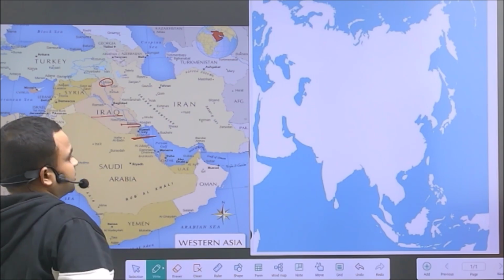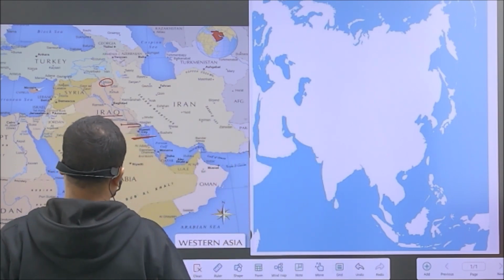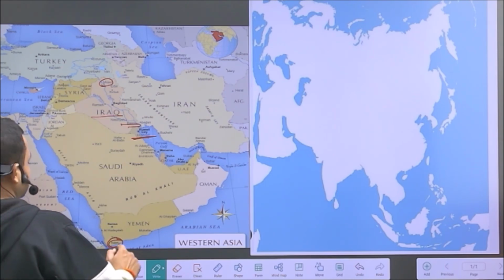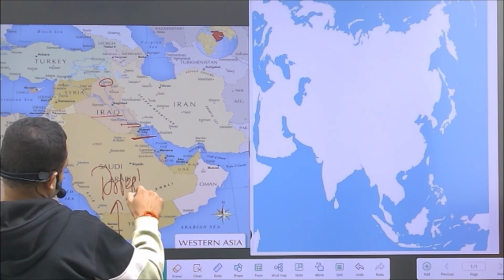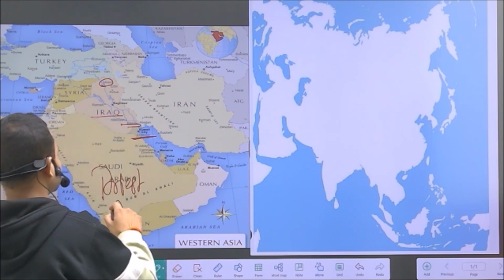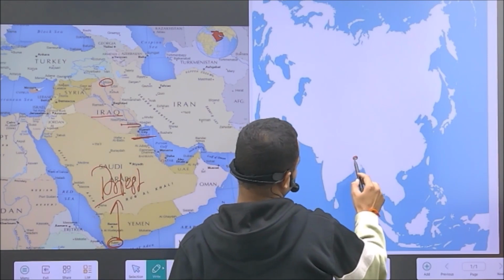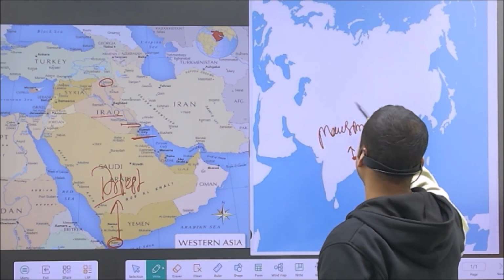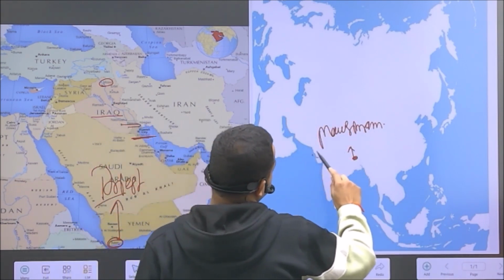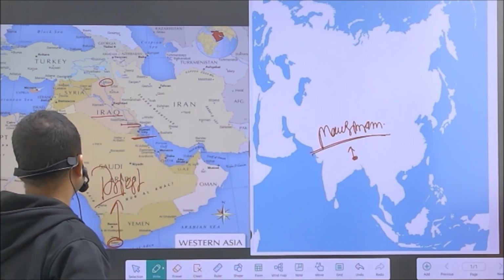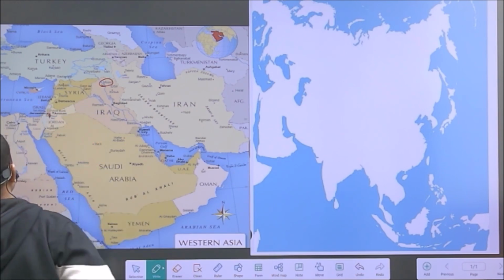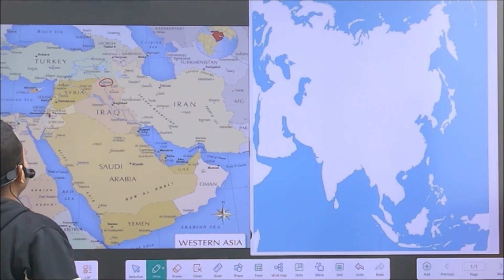Now I will discuss the hottest, coldest, wettest, driest, highest and deepest place of Asia. Here you can see Aden, which is also a seaport of Yemen. It is the driest place of Asia. And if it is driest, then what is wettest? Here you can see Mawsynram in India. Mawsynram is the wettest place of Asia. What is the deepest place of Asia? The Dead Sea, as I discussed, which is situated in Israel. The Dead Sea is the deepest place of Asia.